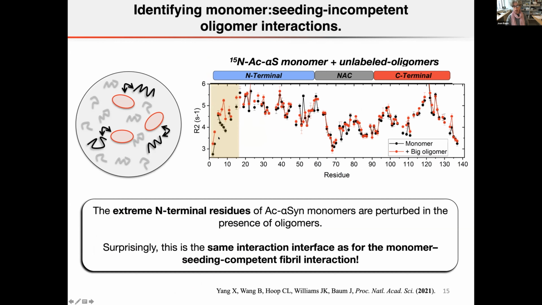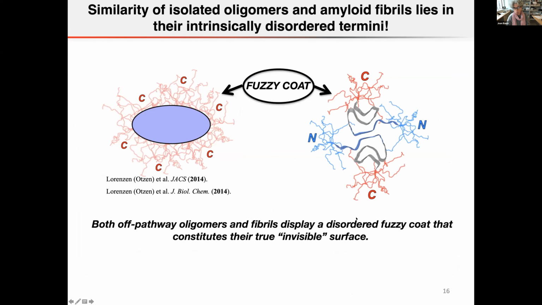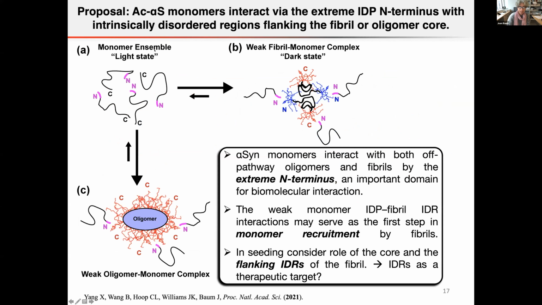And we were really surprised because we thought, how's that possible? The oligomer is round and diffuse and has a diffuse N-terminus, whereas the fibril, of course, is ordered and elongated. So why is the N-terminus interacting similarly with both the oligomer and the fibril? And we think the reason is that both of them have this outer disordered fuzzy coat. And so what we're proposing is that the monomers interact via the extreme IDP N-terminus here with the intrinsically disordered regions that are flanking the fibril or the oligomer core.